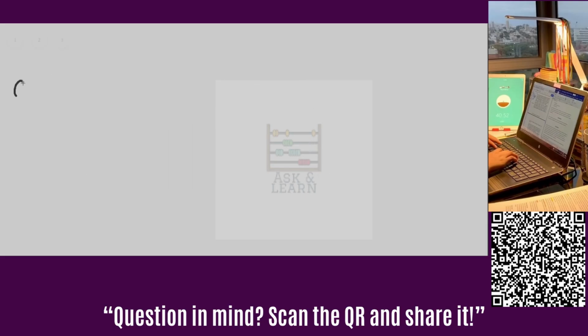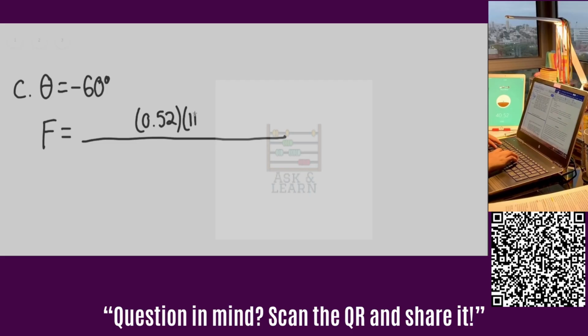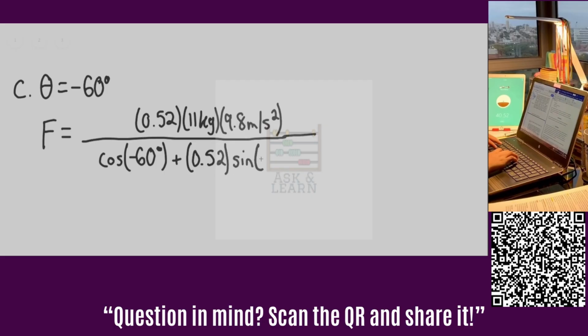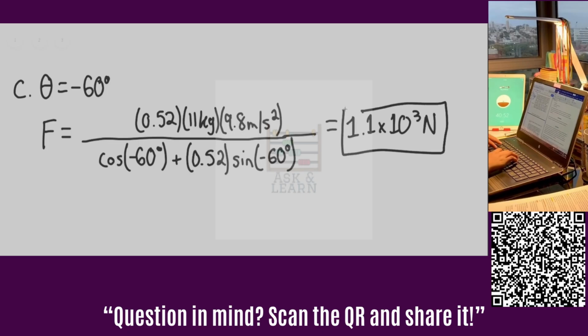Now for part C, we're going to set theta equal to negative 60 degrees. And so F is going to be equal to 0.52 multiplied by 11 kilograms multiplied by 9.8 meters per second squared. And then this will be divided by cosine of negative 60 degrees plus 0.52 multiplied by sine of negative 60 degrees. And this is going to give us 1.1 times 10 to the third newtons. This would be our final answer for part C.